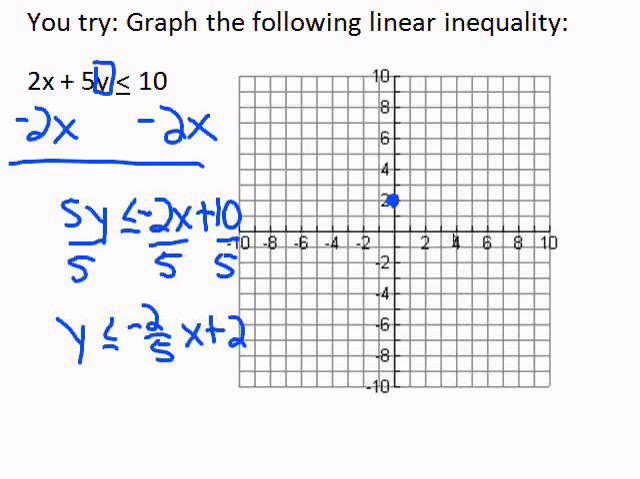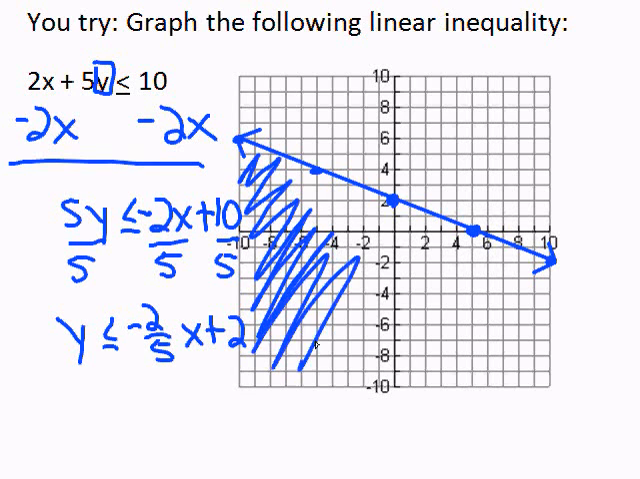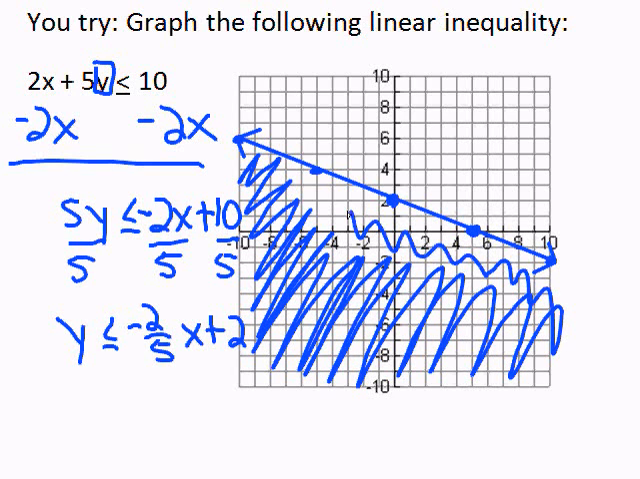1, and right 5. 1, 2, 3, 4, 5. Down 2, right 5. Or I can go up 2, left 5. Either way, you should get a straight line going down because your slope, again, is negative. Now, since y is less than or equal to, we're going to create a solid line through our points, signifying that all of the points on the line are solutions. Now, since y is less than or equal to, we're going to shade below the line. And there you go, you graphed your second linear inequality.